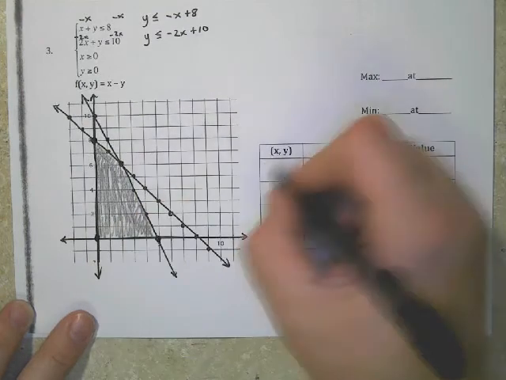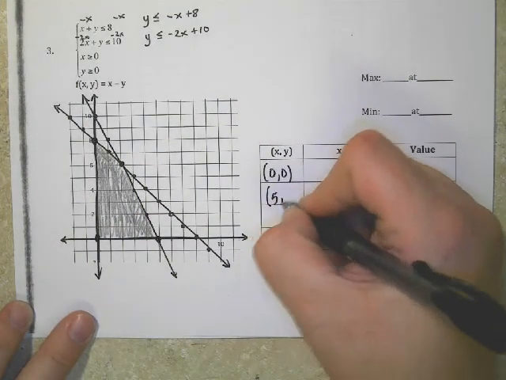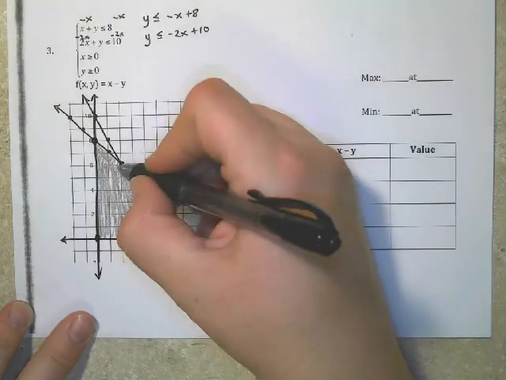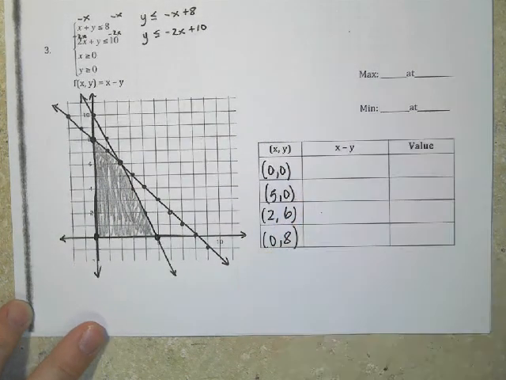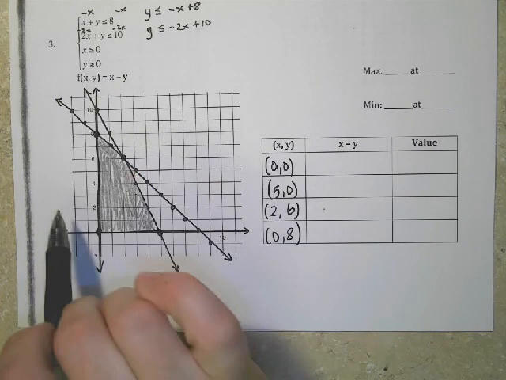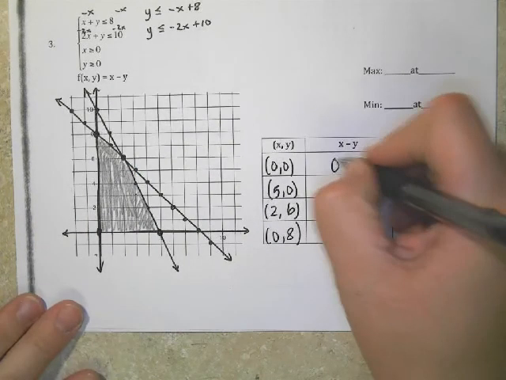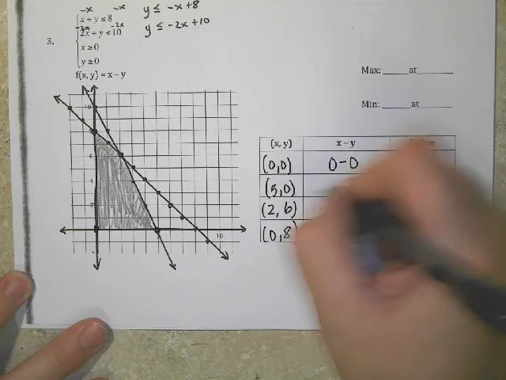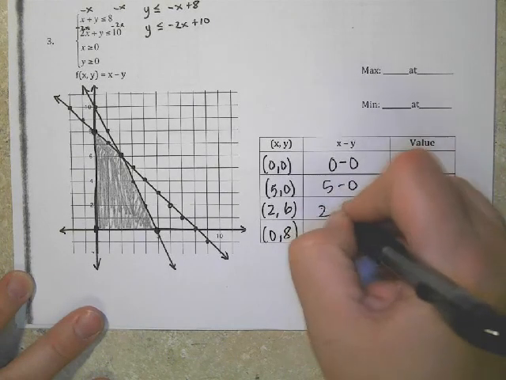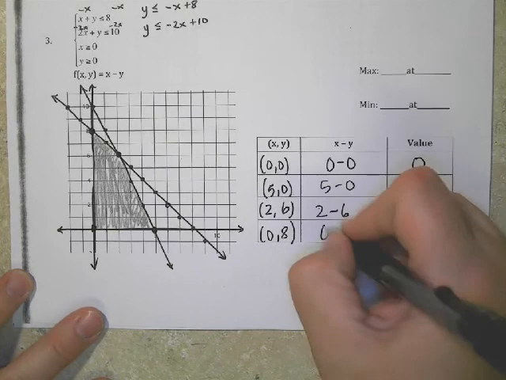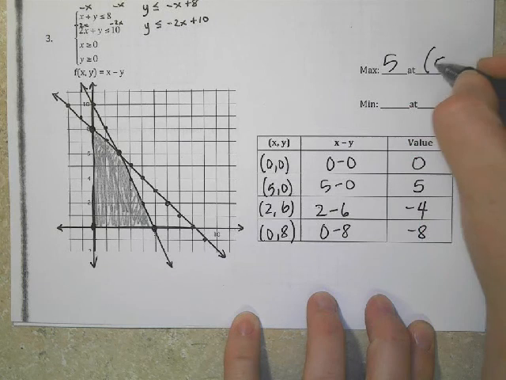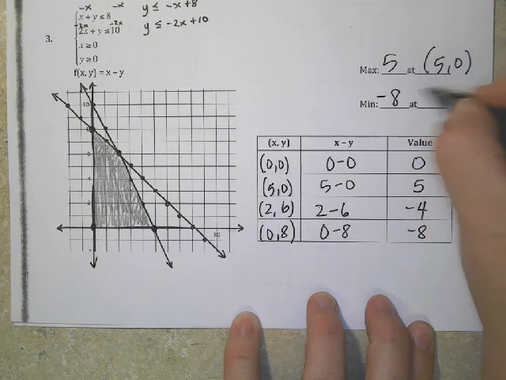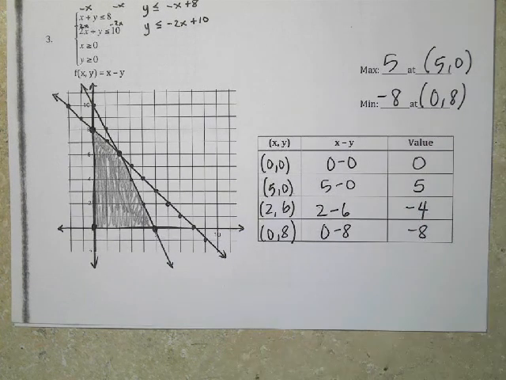Okay, so then we need to look where our intersection points are. So we have (0, 0), (5, 0), let's see, what is that, (2, 6), and (0, 8). This time our objective function is x minus y. So 0 minus 0 is 0, 5 minus 0 is 5, 2 minus 6 is negative 4, and 0 minus 8 is negative 8. So our max is 5, and that happened at (5, 0). And our minimum is negative 8, and that happened at (0, 8).